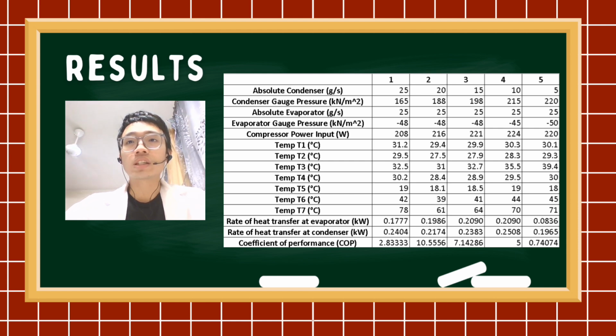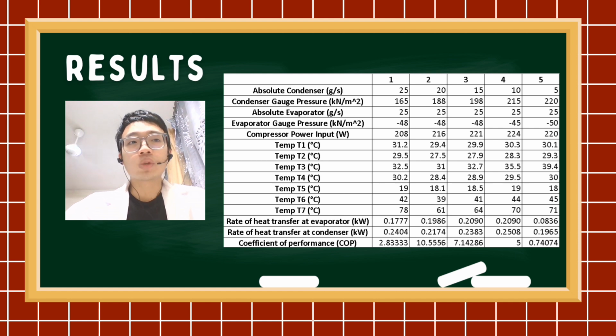The pressure of the condenser increased from 125 kilopascal to 220 kilopascal, and the pressure of the evaporator is constant at negative 48 kilopascal for 3 times. For the fifth time, it is negative 45 kilopascal and negative 50 kilopascal. And the condenser power input increased from 208 watt to 224 watts, and it decreased to 220 watt.